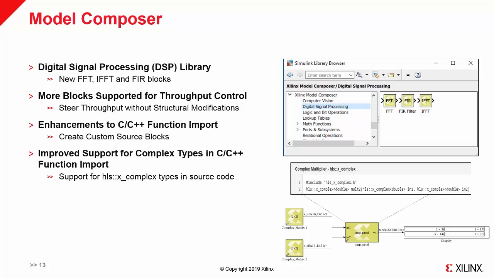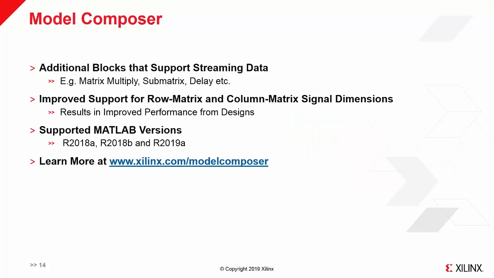Next, we've improved support for complex types in C and C++. In particular, we've added support for HLS X-complex types, extending the standard complex type library. To finish up on Model Composer, we've expanded support for streaming data blocks, including the matrix multiply, submatrix, delay, and several more. We've improved support for the row matrix n by 1 and the column matrix 1 by n dimensions. Internally, these have shown improved performance. Like System Generator, we continue to support 3 versions of MATLAB, and if you'd like to learn more specifics, I would refer you to the web page listed here.